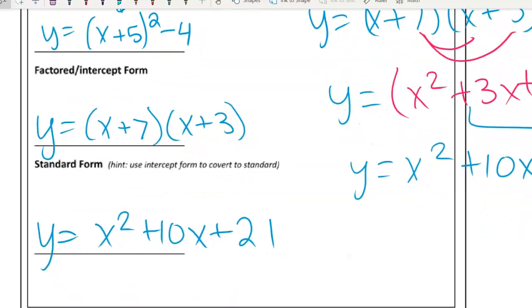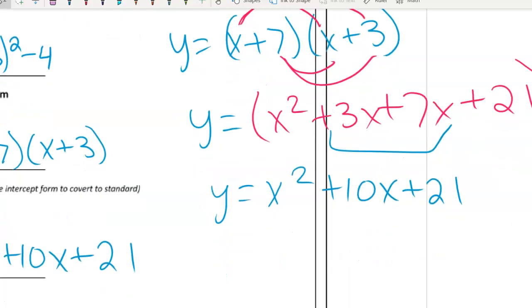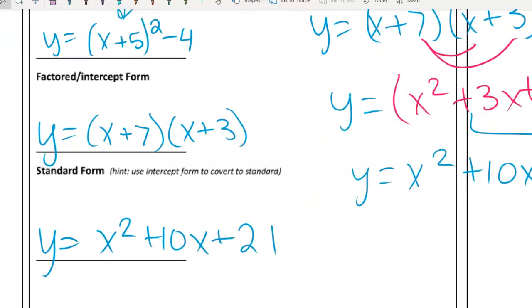For the standard form, we took our intercept form and FOILed it out. We said x times x is x squared. 7 times x is 7x. 3 times x is 3x, and then we said 7 times 3. We ended up simplifying that to be x squared plus 10x plus 21, and that is your standard form. Are there any questions? All right.